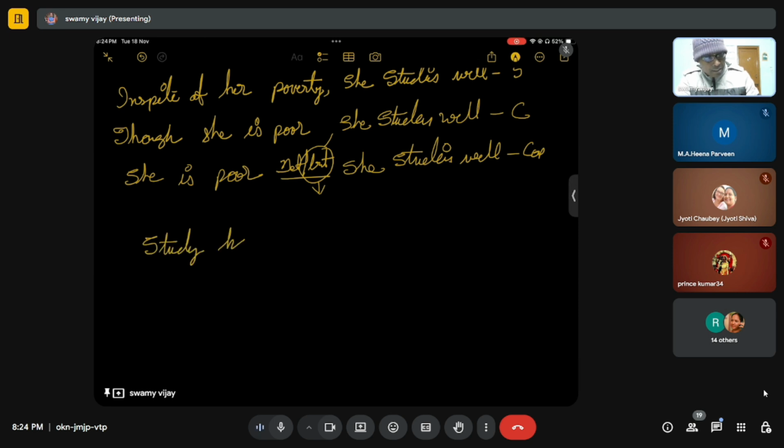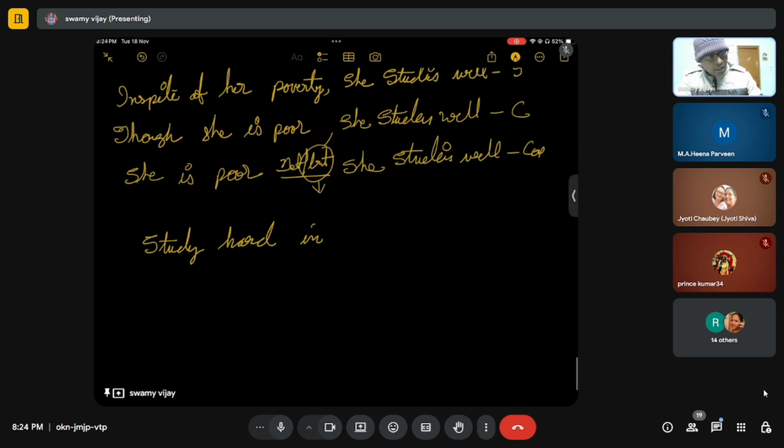Study hard in order to clear KVS. It's a simple sentence. Study hard in order to clear KVS. It's a simple sentence. Okay, any question with this? Study hard in order to clear KVS is a simple sentence.